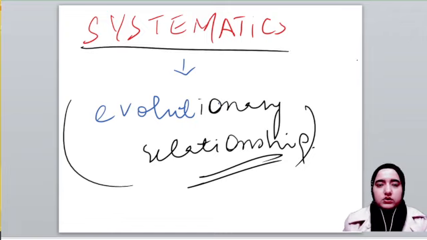Whatever I taught you in this session, be that binomial nomenclature, systematics, classification, identification, or taxonomy.